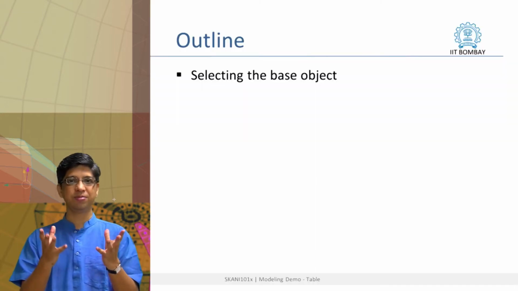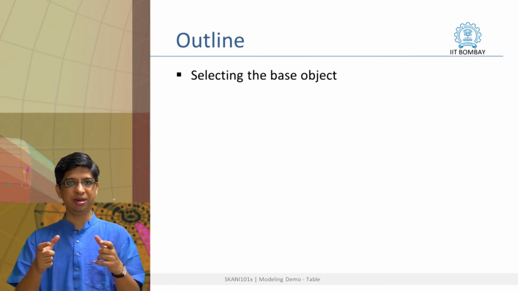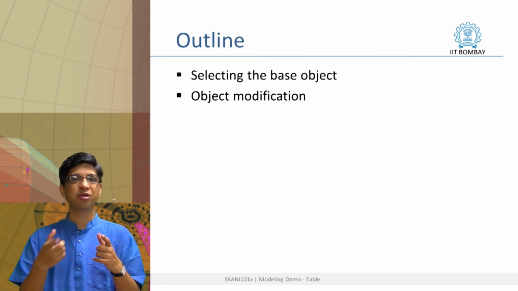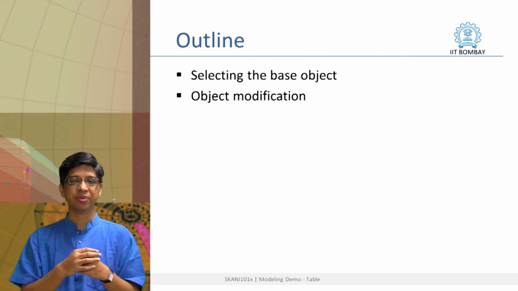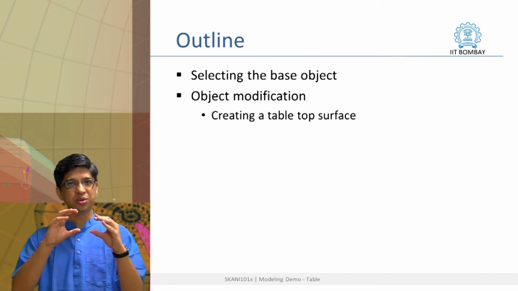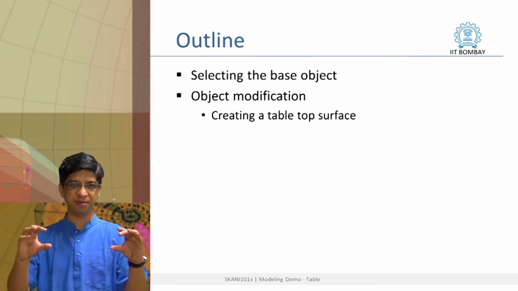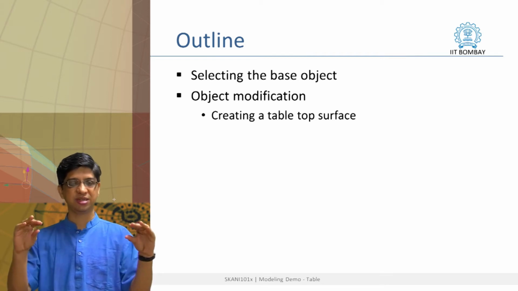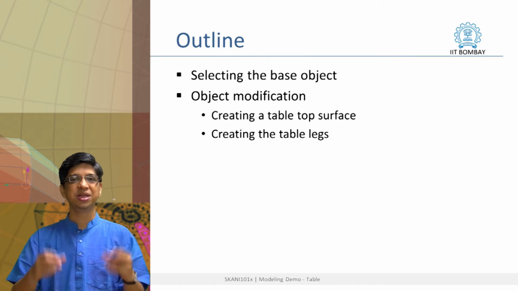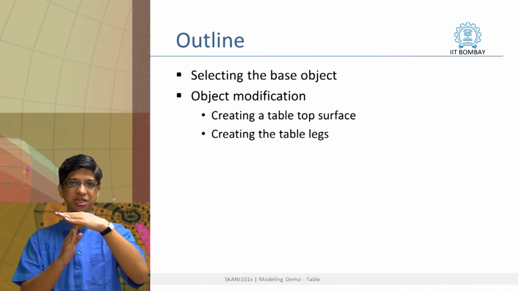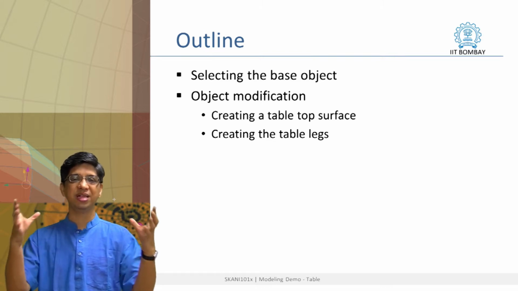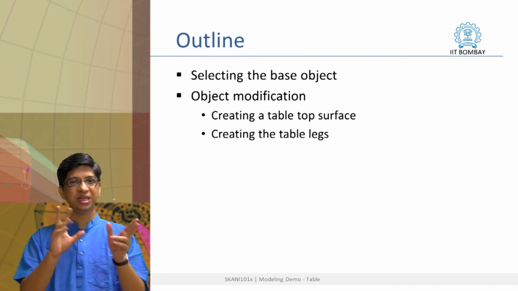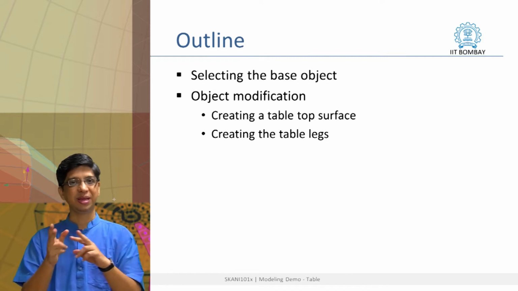What we are going to do today is select the base object to start with, where we want to create a table, and we would have some object modification done to this base object in order to come to the final object, which is our table. You know that a table has two distinct parts. One is a surface or the top, which is typically a flat surface, and the legs, which are vertical, perpendicular, attached to the top, but they are also slim and trim. So basically they are not as bulky as the top. So we want these two separate parts of the table to be created.